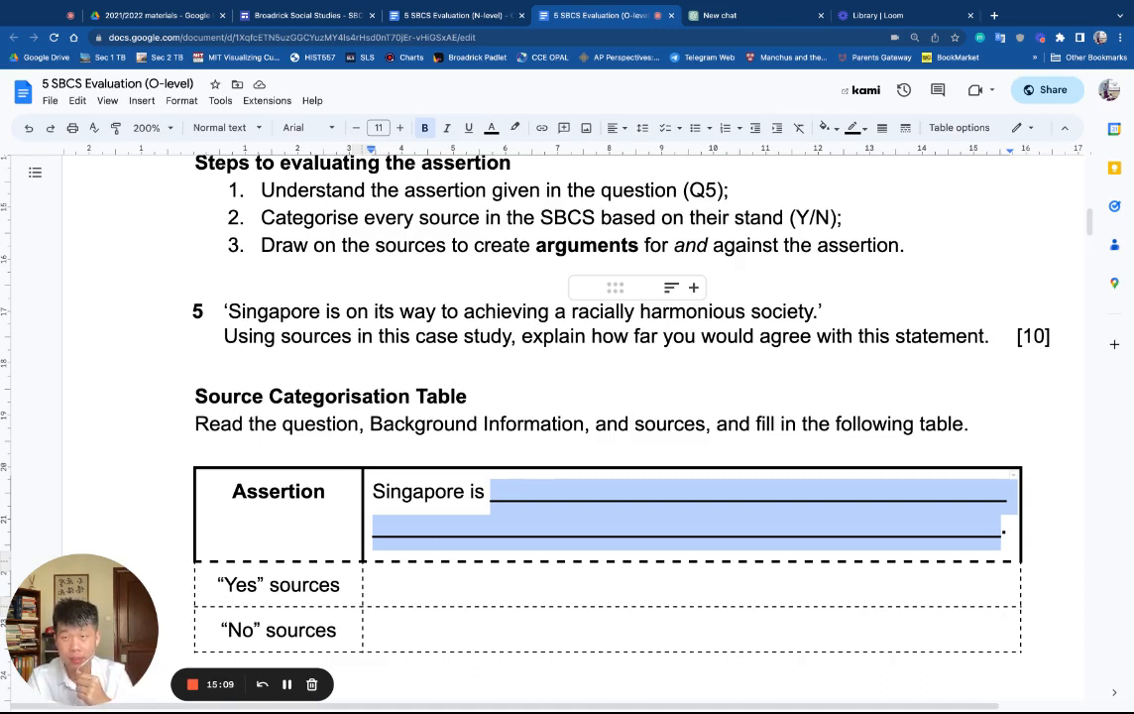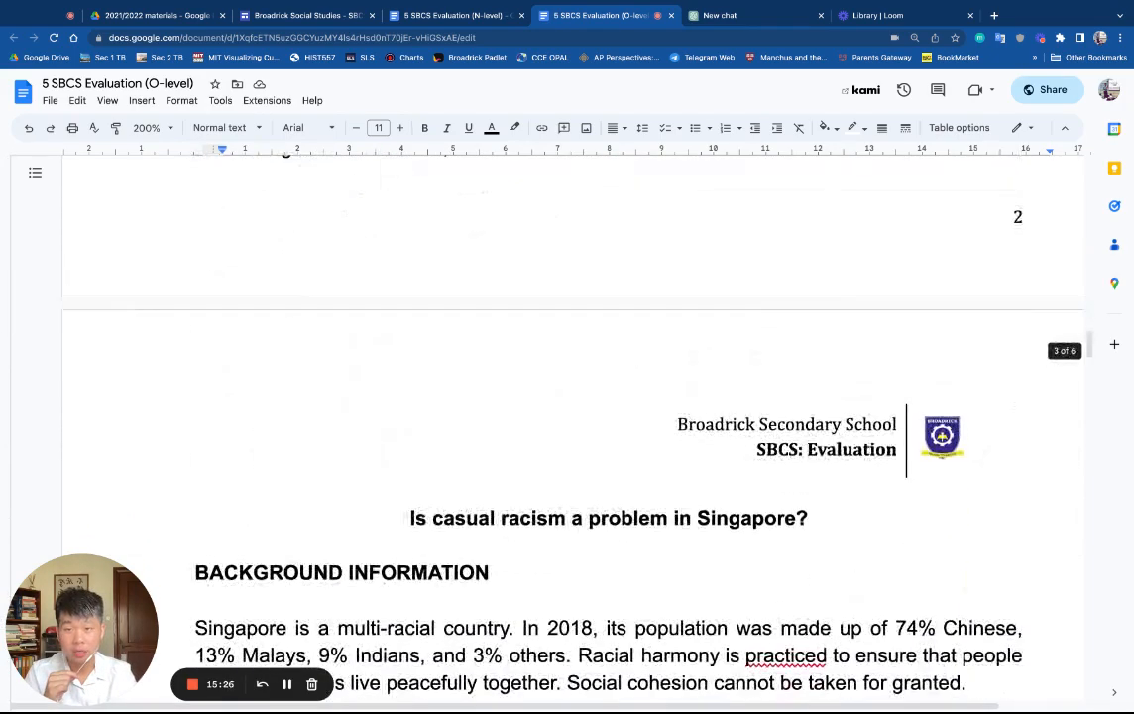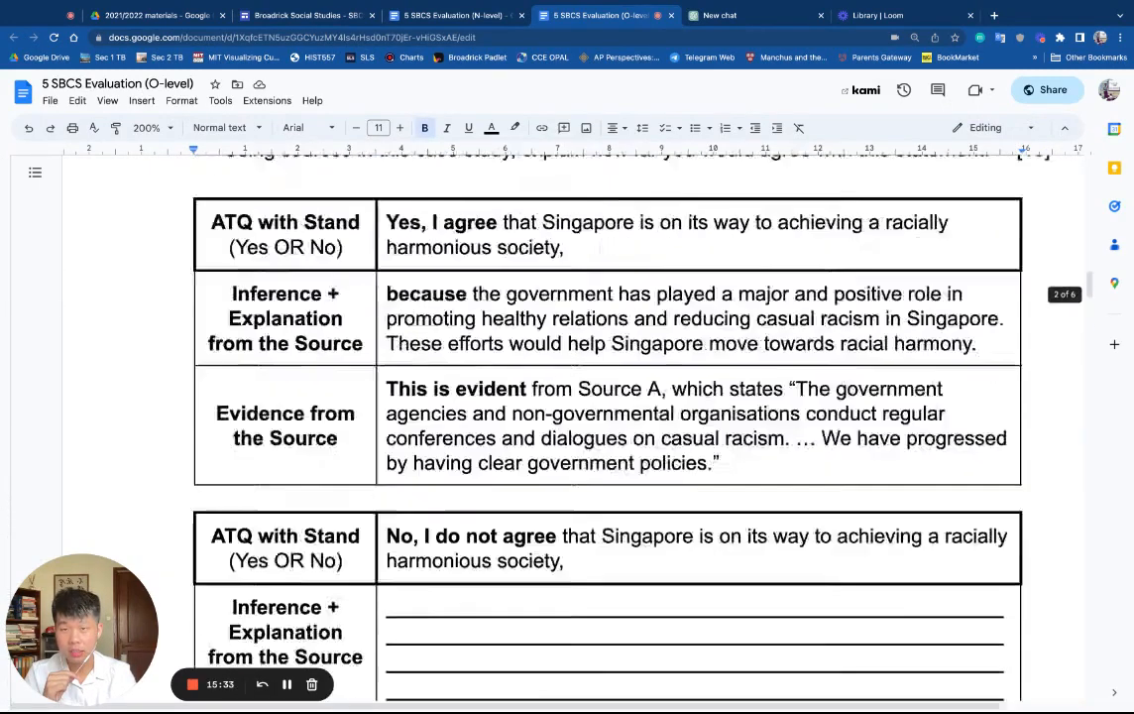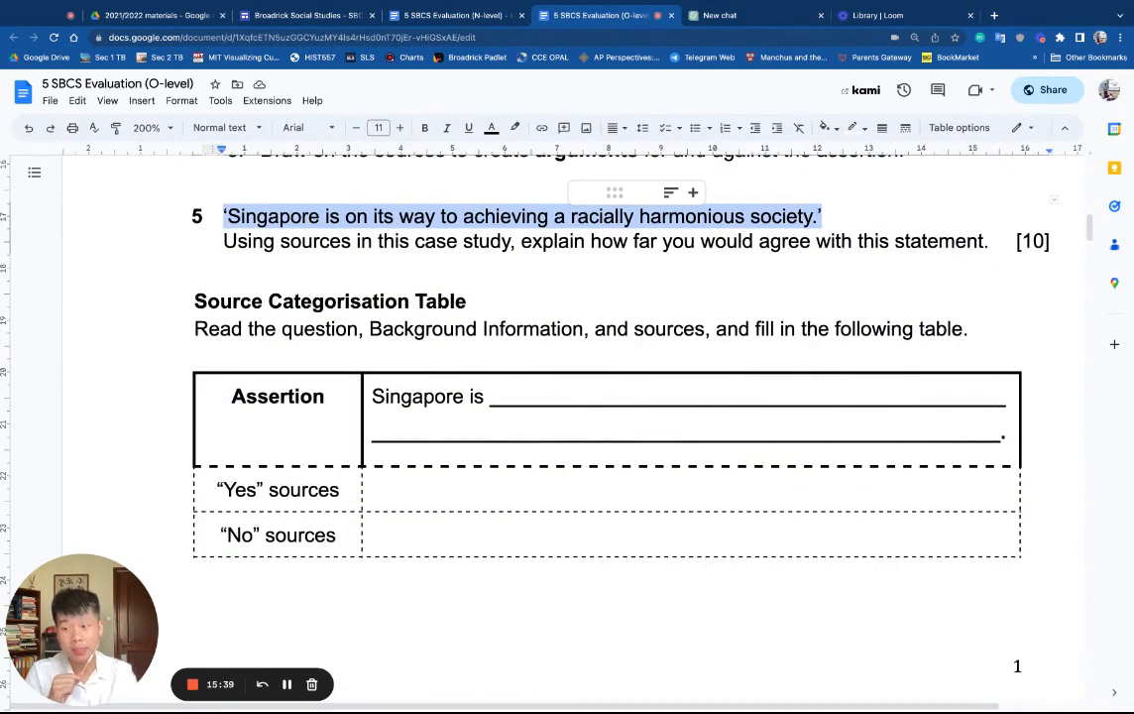However, the N-level paper is kinder in a different way. For the O-level paper, the assertion, let's see here, is Singapore is on its way to achieving a racially harmonious society. For the O-level paper, the assertion would be different from the anchor question, is casual racism a problem? The anchor question of the case study and the assertion given in question 5 would be slightly different. And now you know where my lesson is going.